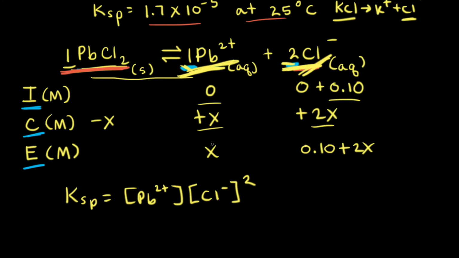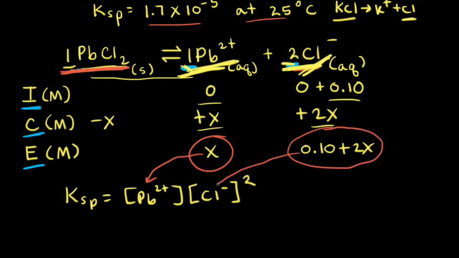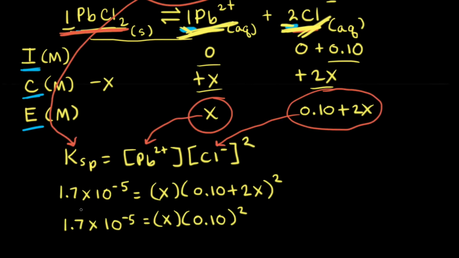Next, we plug in our equilibrium concentrations. So for lead 2 plus, the equilibrium concentration is X, and for the chloride anion, the equilibrium concentration is 0.10 plus 2X. We also need to plug in the KSP value for lead 2 chloride. Here we have the KSP value plugged in, X, and 0.10 plus 2X.